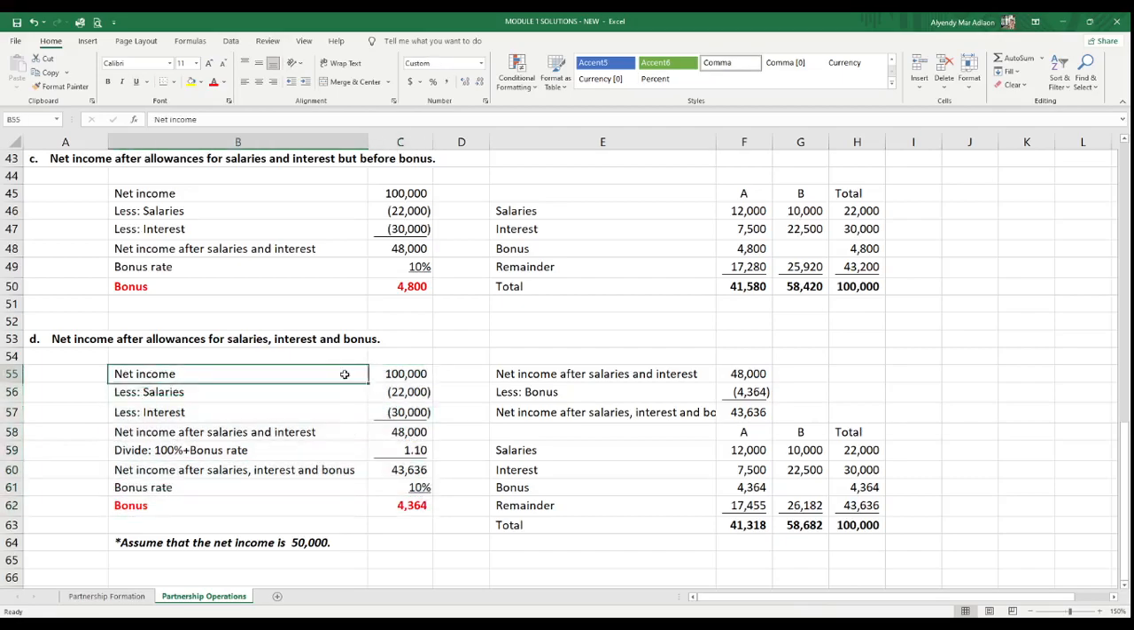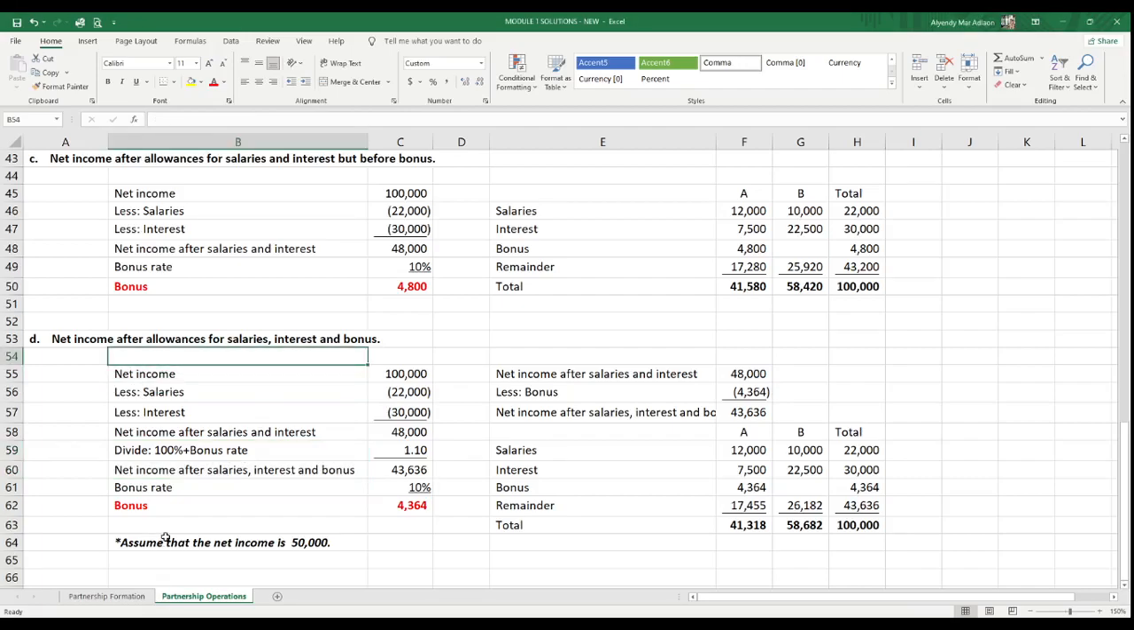But actually, you can always make a shortcut. You can make your own solution. I've just presented this one for you to have a clearer solution and a clearer example. But you can always do it with 48,000 and then directly divide by 1.10 times 10%, and you get 4,364. Even with that shorter style, there's no problem. Okay? So that's for letter D.